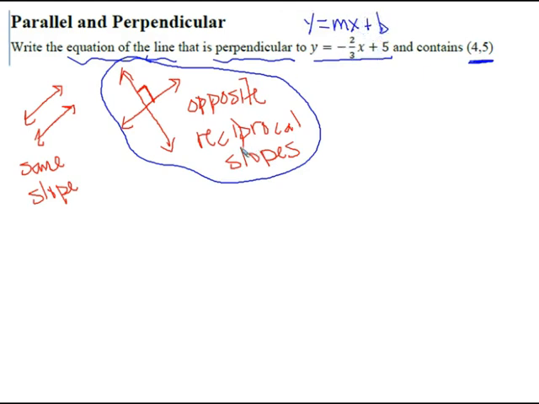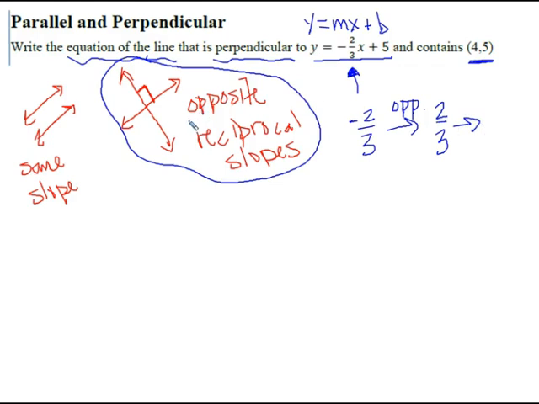So if we are specifically looking for a slope, maybe let's take a look at the slope in here. The slope we have right now is negative 2 over 3. But in the perpendicular line, we want to make sure we have the opposite reciprocal. So we want to figure out what is the opposite reciprocal slope of this one. So we'll take baby steps. Let's find the opposite first. The opposite of negative 2 over 3 would be positive 2 over 3.